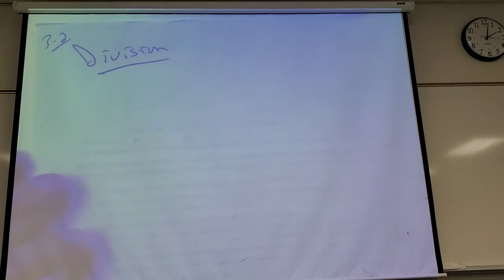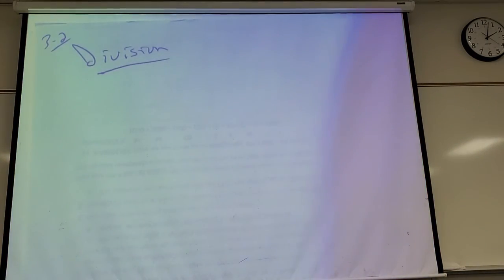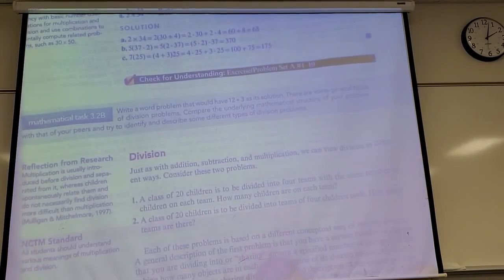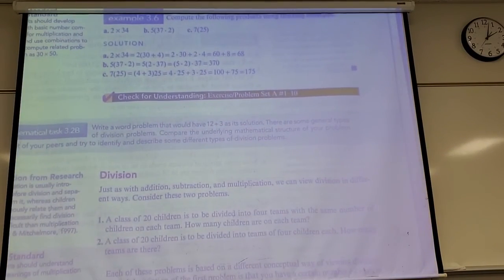Division. This is still section 3.2, by the way. Let me show you a picture here. Oh yeah, okay. Real quick. Here's what I'm talking about. See if I can do this without showing you the answer at the end.